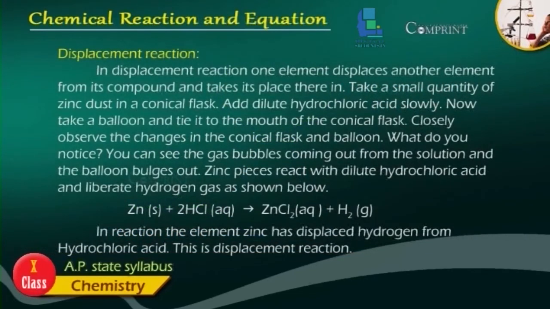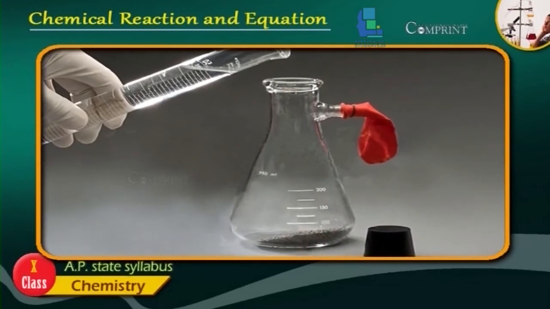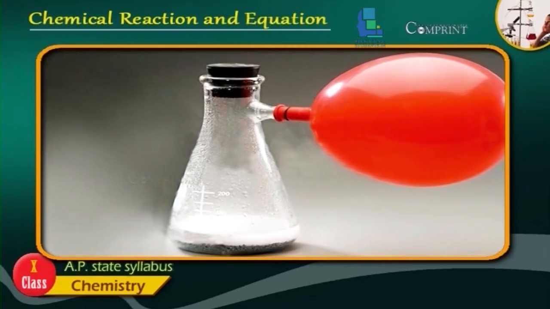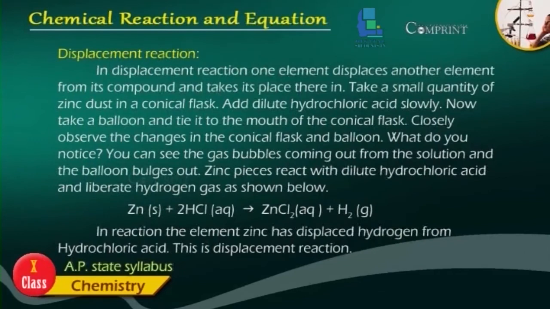What do you notice? You can see the gas bubbles coming out from the solution and the balloon bulges out. Zinc pieces react with dilute hydrochloric acid and liberate hydrogen gas as shown below. Zn plus 2HCl gives ZnCl2 plus H2. In this reaction, the element zinc has displaced hydrogen from hydrochloric acid. This is a displacement reaction.